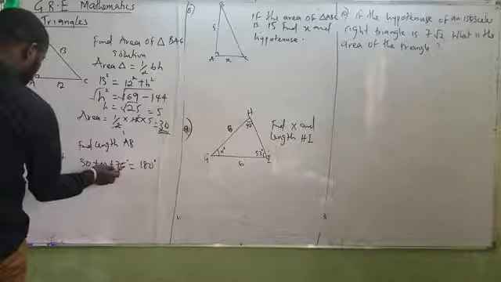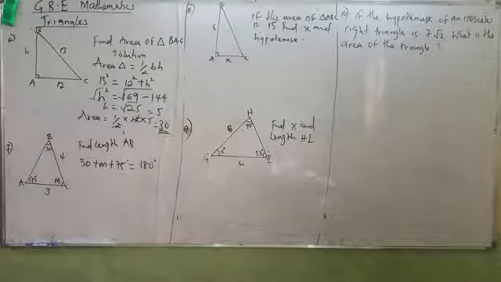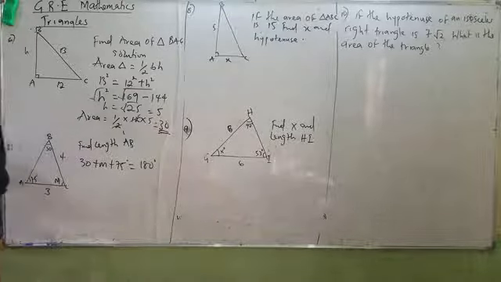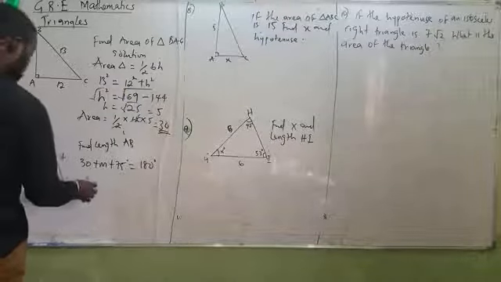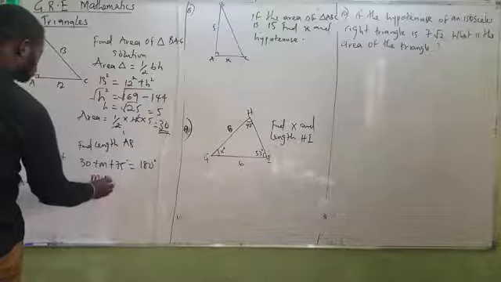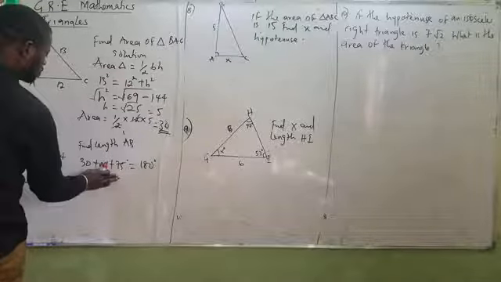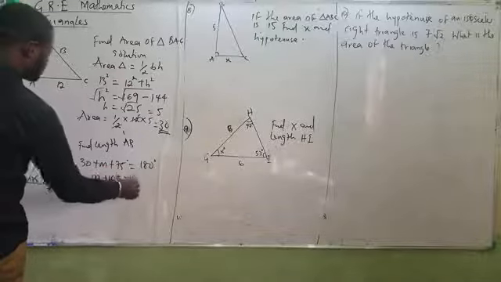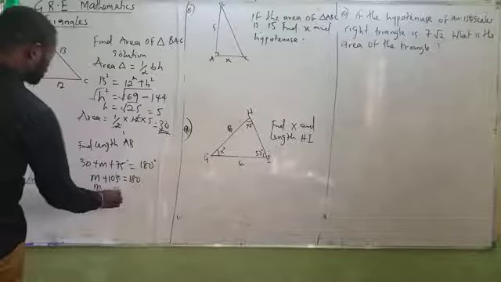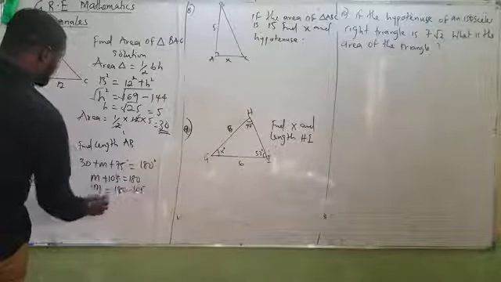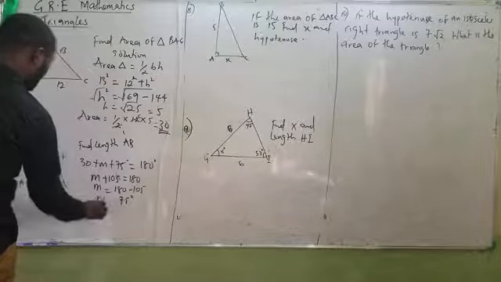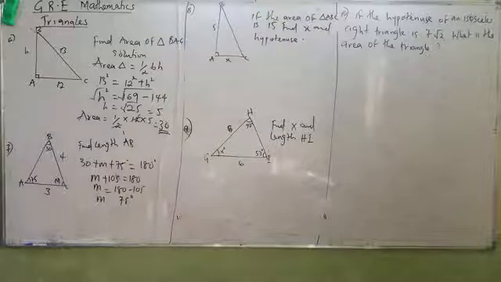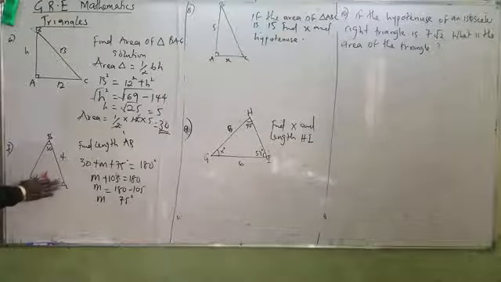Now, 30 plus 75 will be 105. Hope I'm making sense. Now, M plus 105 equals 180. My M will be equal to 180 minus 105, which is 75 degrees. So my M equals 75 degrees. Now, here is 75 degrees.